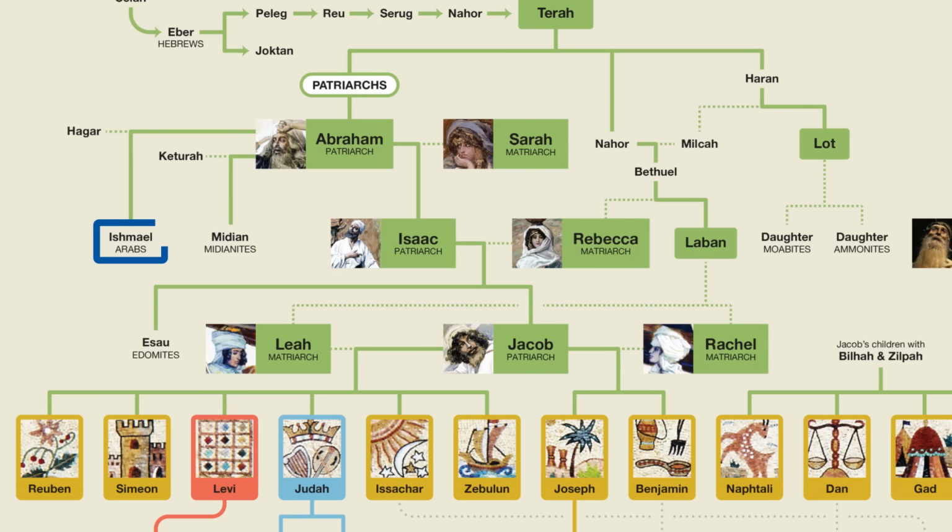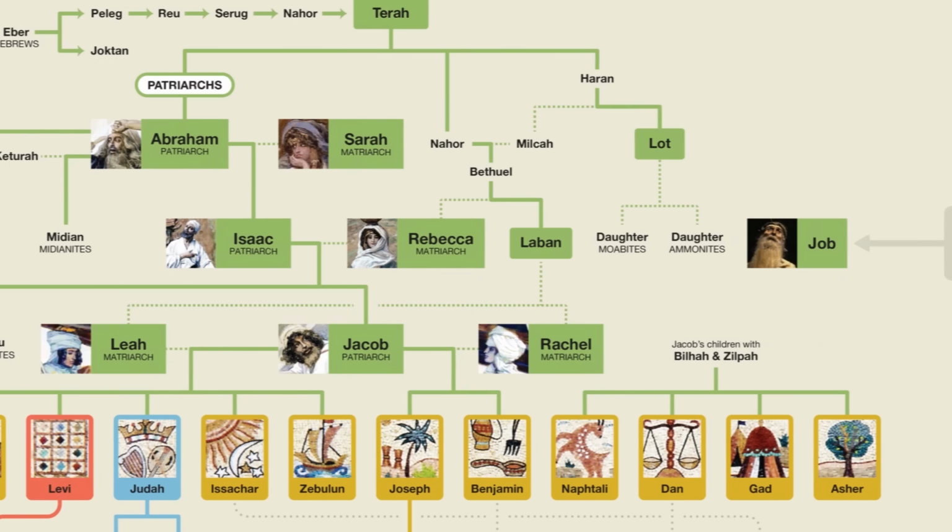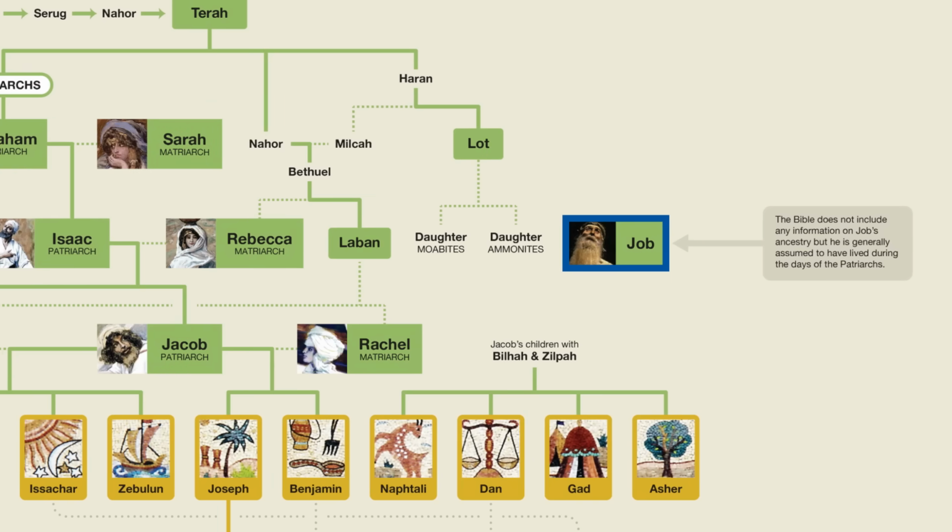According to Islamic tradition, Muhammad is a descendant of Abraham's son Ishmael, whereas Jesus is a descendant of Abraham's son Isaac, which is why Judaism, Christianity, and Islam are known as Abrahamic religions. I should also point out Job at this point. The Bible is not clear on exactly how he connects to the tree, although he is generally thought to fit in sometime during the period of the patriarchs.